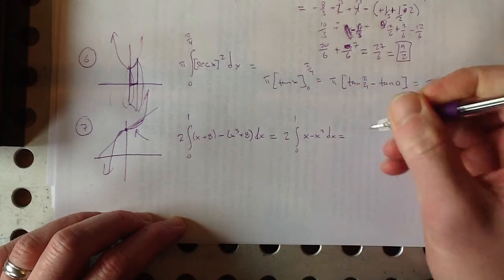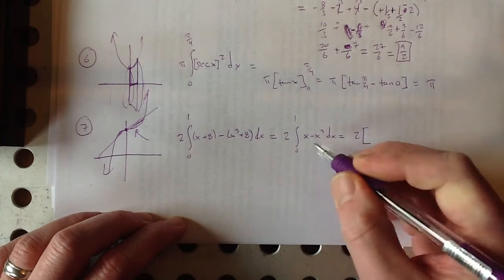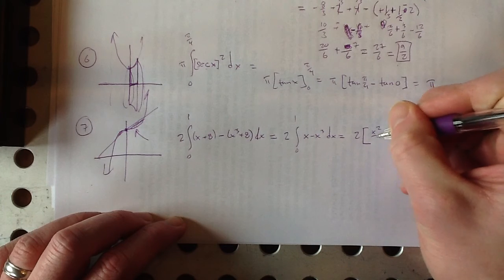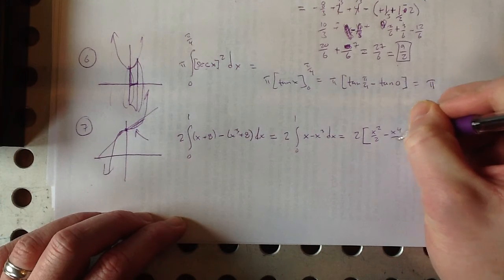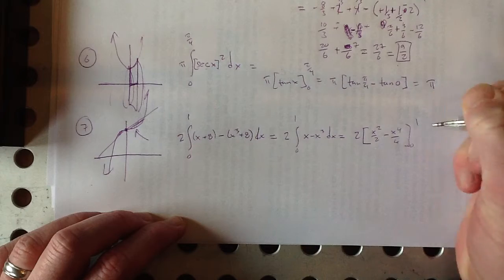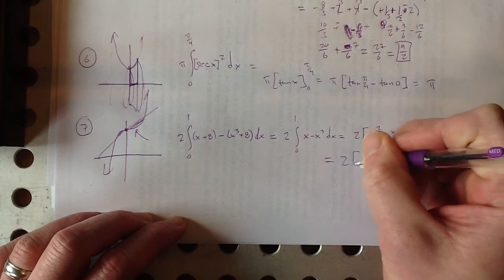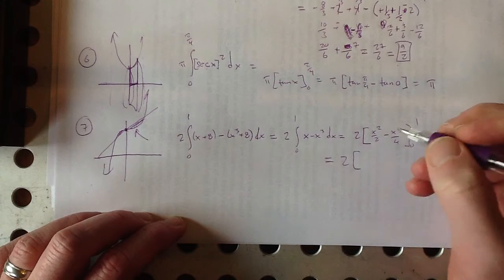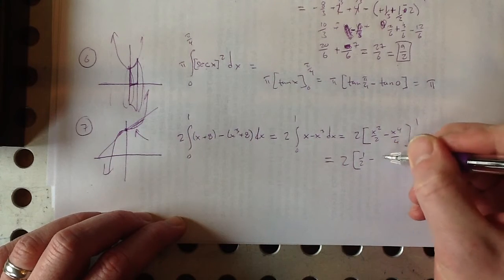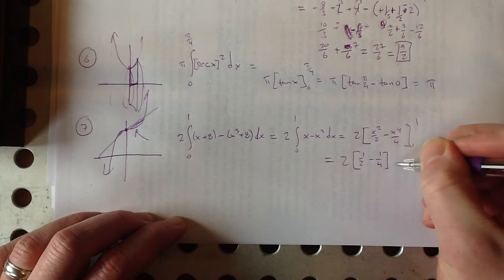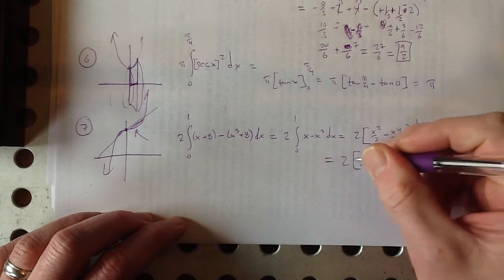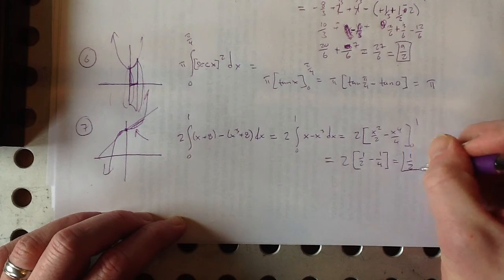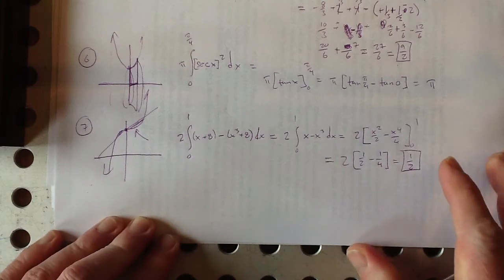Taking the antiderivative, the 0 is going to give us a 0 there. And it's 1/2 minus 1/4, which is 1/4 times 2 is 1/2, which is B.